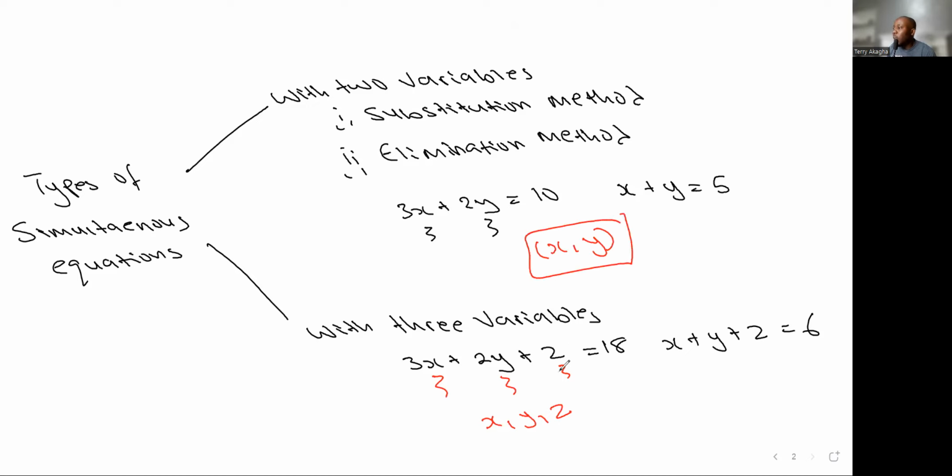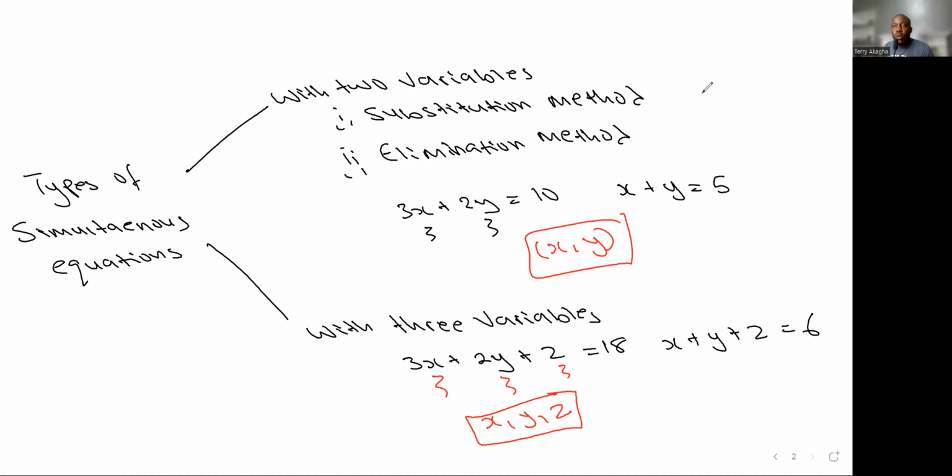The way you solve this is slightly different from when you have three variables. Most textbooks talk about the substitution and elimination methods for two variables, but I'm going to add the three variables here because those solving advanced algebra will have to use the three variables method in some cases. So we're going to talk about both of them.